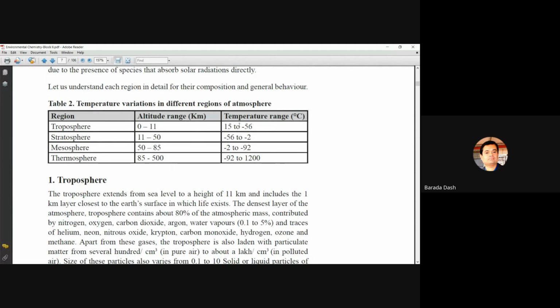The next, stratosphere, 11 to 50 kilometers, has a temperature changing from minus 56 to minus 2. Then the mesosphere, 50 to 85 kilometers, minus 2 to minus 92. And in the thermosphere, the temperature gradually increases, from minus 92 to 1200 degrees centigrade. Very high temperature is in the thermosphere, that's why its name is thermosphere.